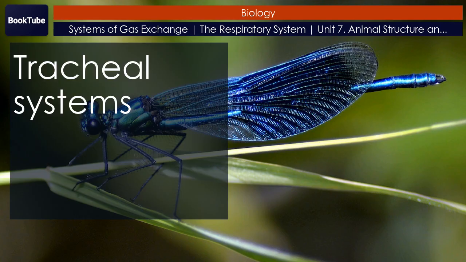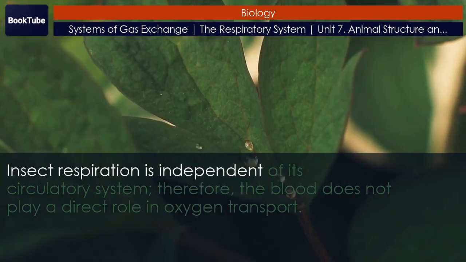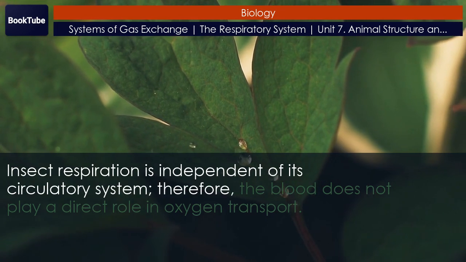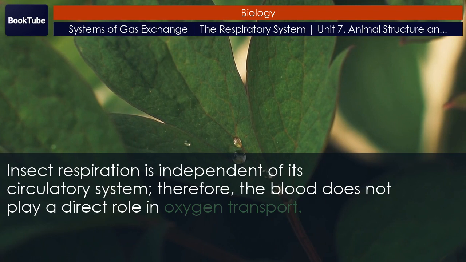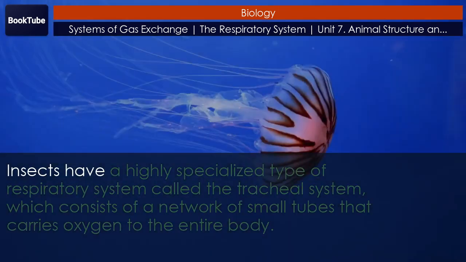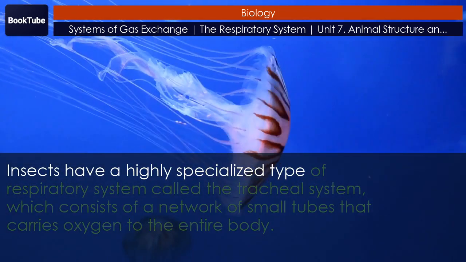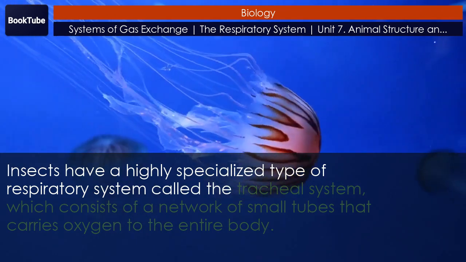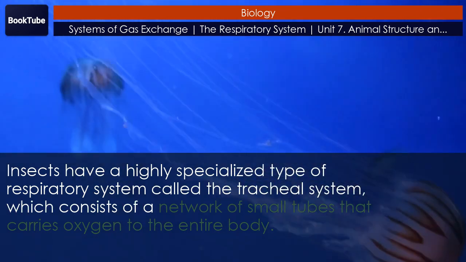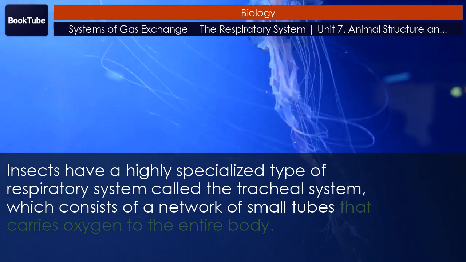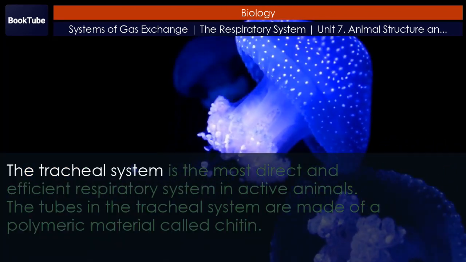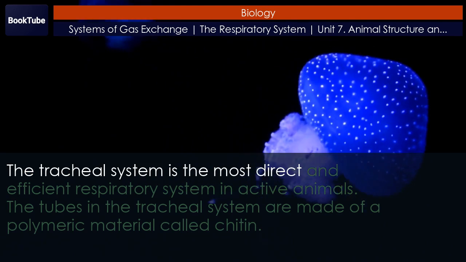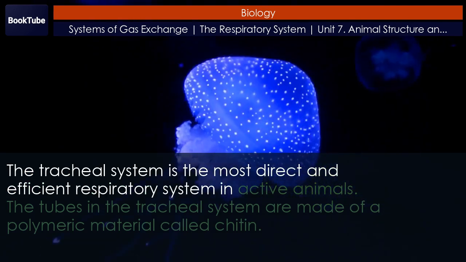Tracheal systems. Insect respiration is independent of its circulatory system. Therefore, the blood does not play a direct role in oxygen transport. Insects have a highly specialized type of respiratory system called the tracheal system, which consists of a network of small tubes that carries oxygen to the entire body. The tracheal system is the most direct and efficient respiratory system in active animals.